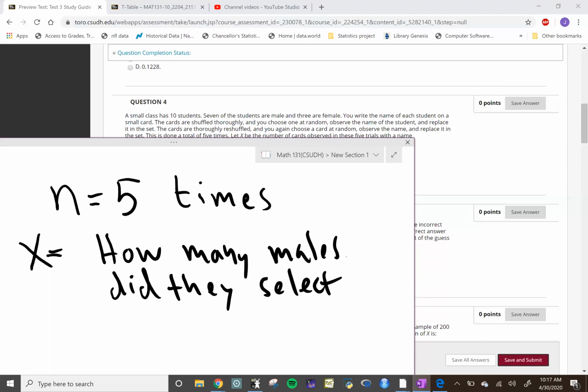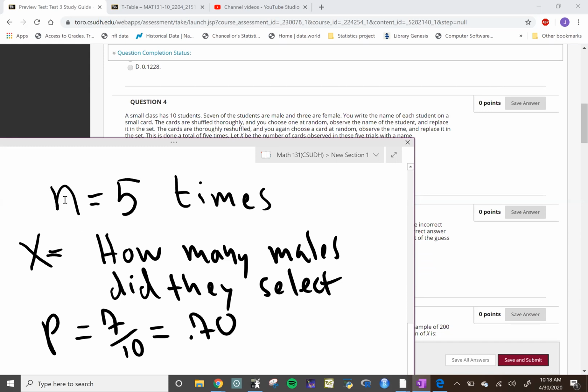So that means when I'm trying to find the probability P, it corresponds to the likelihood that I get a male. If you look at the beginning, they say they have 10 students, and 7 of the students are male, 3 are female. So to get P, we do 7 divided by 10, because there are 7 males out of 10, so you get 0.70.